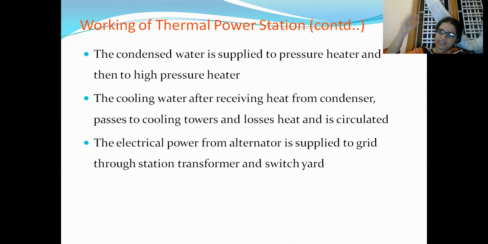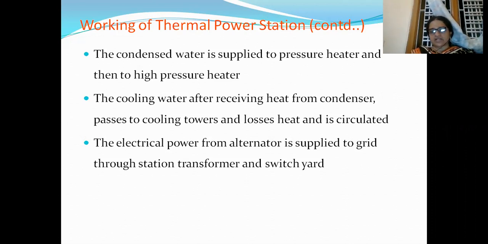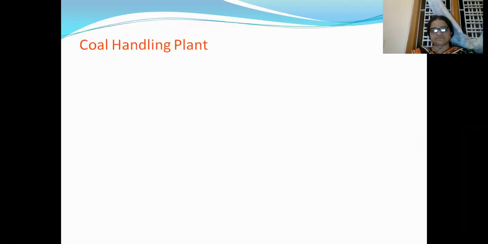And again at the receiving station, they'll step down, and based on their needs, if it is required for industrial purposes, they'll give three phases. If it is required for domestic application, they'll give single phase. Okay, right. And next, coming to the next slide.